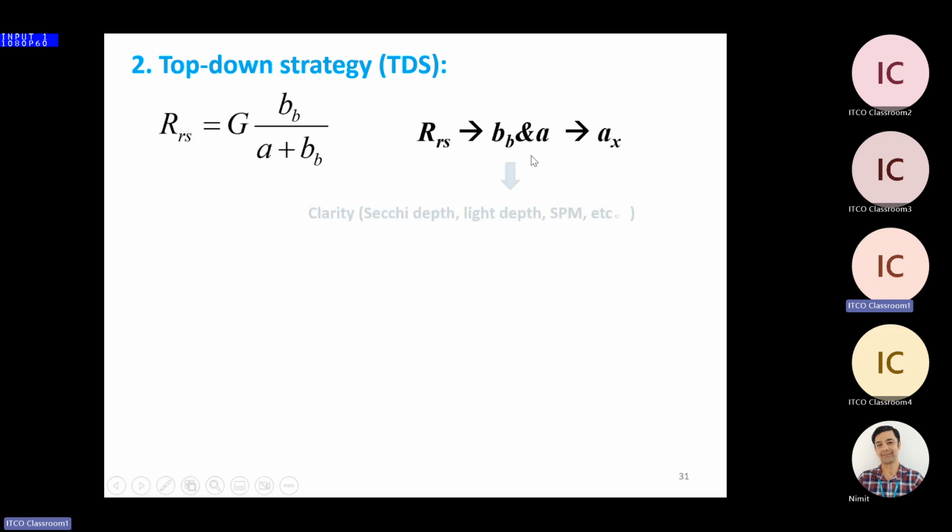So in this concept, when you know BB and A, which are the total backscattering and the total absorption, there are many other things you can do without knowing the AX. Like you can use this BB and A to calculate the attenuation coefficient, as I will show tomorrow. And you can use the BB and A to calculate light depths and things like Secchi depths. And you can use this BBP to estimate suspended particulate matter and many other things.